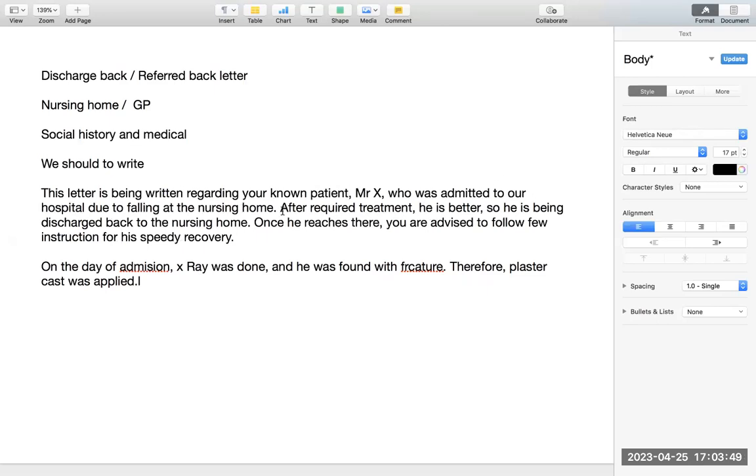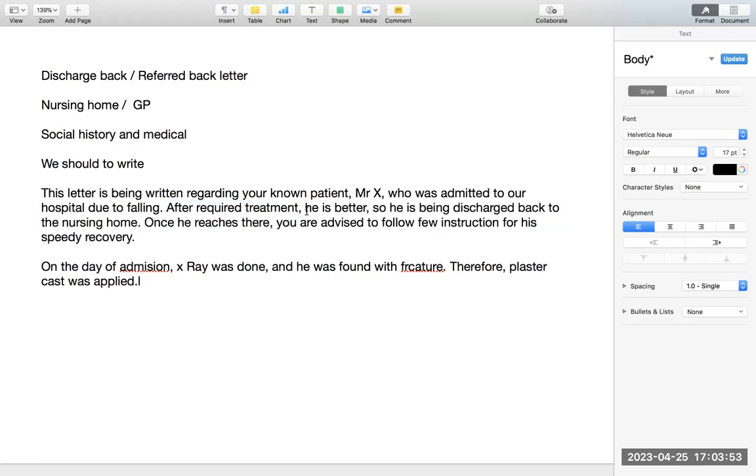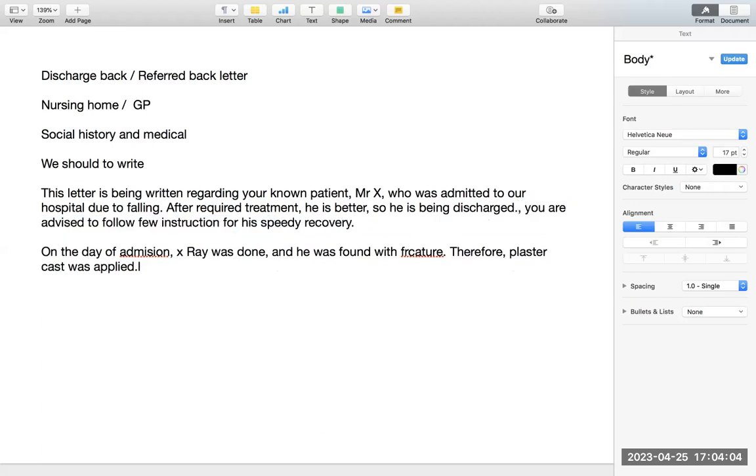Mr. X, who was admitted to the nursing home after falling. After treatment, he is better, so he is being discharged. In that case, you will not say discharge back. He is being discharged back to his GP. Being his GP. So what I want to say by this, please do not lose the concentration.